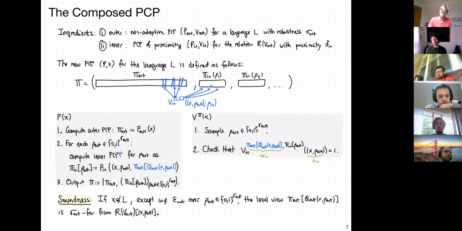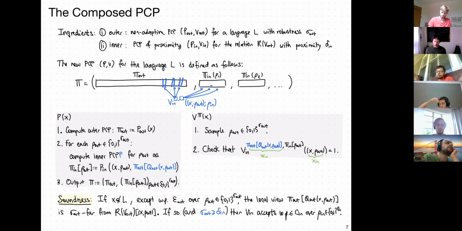So we're saying, completeness, of course, everything will hold as before because we had no problem. In terms of soundness, suppose that we have this X which is not in the language. So think about a formula which is not satisfiable. So we're saying that except for this small soundness error of the outer PCP, the local view that we will look at would be far from an accepting local view. Why? Because this is a robust PCP. This is a false statement. So we know that not only will it reject most local views, the local view must be far from an accepting one.